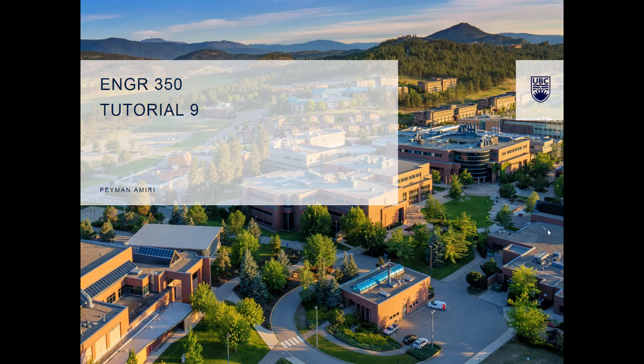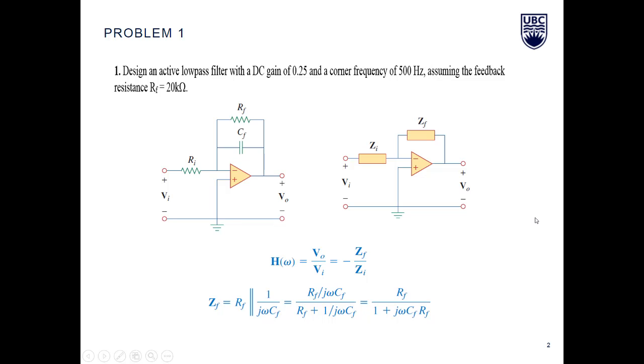In this tutorial, we're going to cover active filters. So if I bring my laser pointer here, the first problem we're going to work on is design of an active low-pass filter with a DC gain of 0.25 and a corner frequency of 500 Hertz. It's giving us the information that the feedback resistance RF equals 20 kilo ohms.